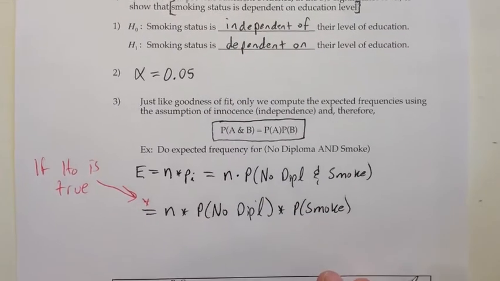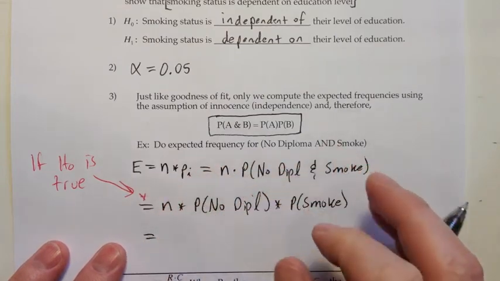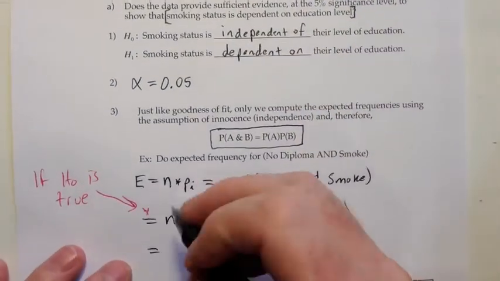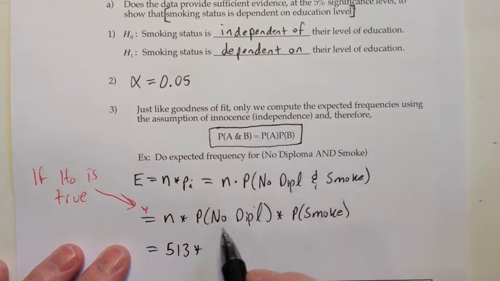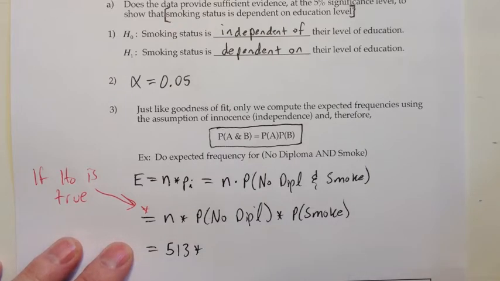So now I want to fill in the different values here. And I can fill in the value of N. Our sample size, we can look back up here, was 513. And then I want to fill in the probability of someone not having a high school diploma. And here's where I get into a little bit of trouble. I don't know the true probability in the population that somebody would have no high school diploma, so I'm going to have to guess at that.